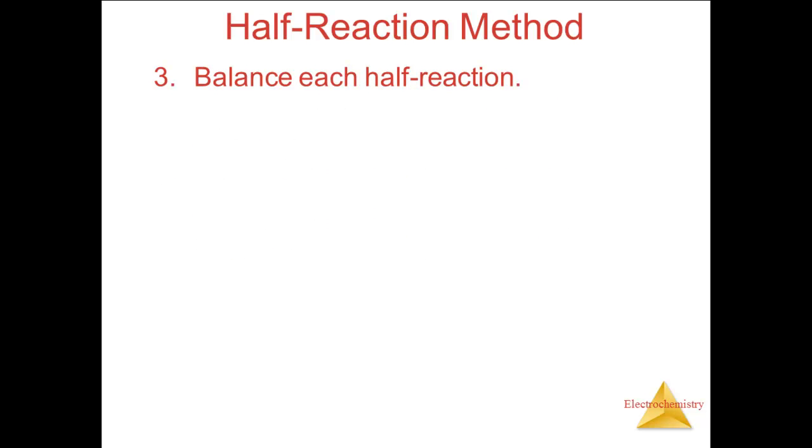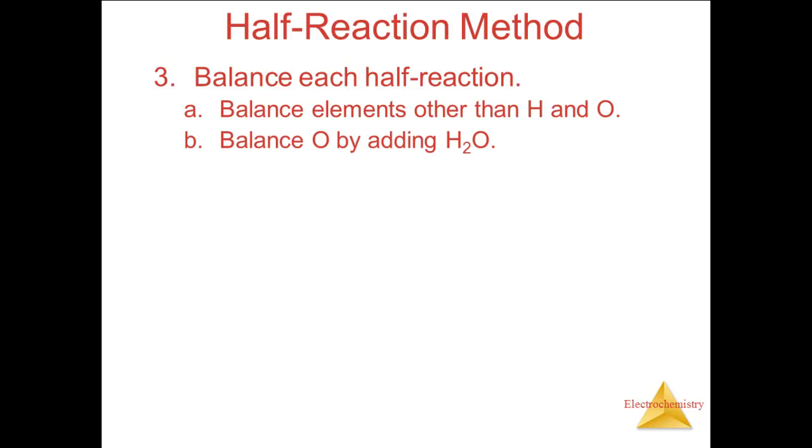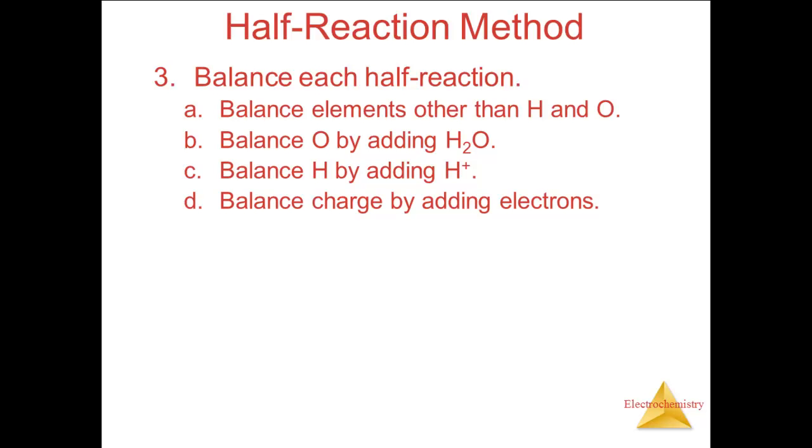Step 3 is to balance each of the half reactions separately. Balancing each half reaction means that we balance the atoms of each element and the charge. For each reaction, then, we do the following. Balance the elements other than hydrogen and oxygen. That is, balance the element that is oxidized or reduced. We balance the oxygen by adding water, which is where oxygen exists in a solution in water. The hydrogen is balanced by adding the hydrogen ion, H+. The charge is balanced by adding electrons.